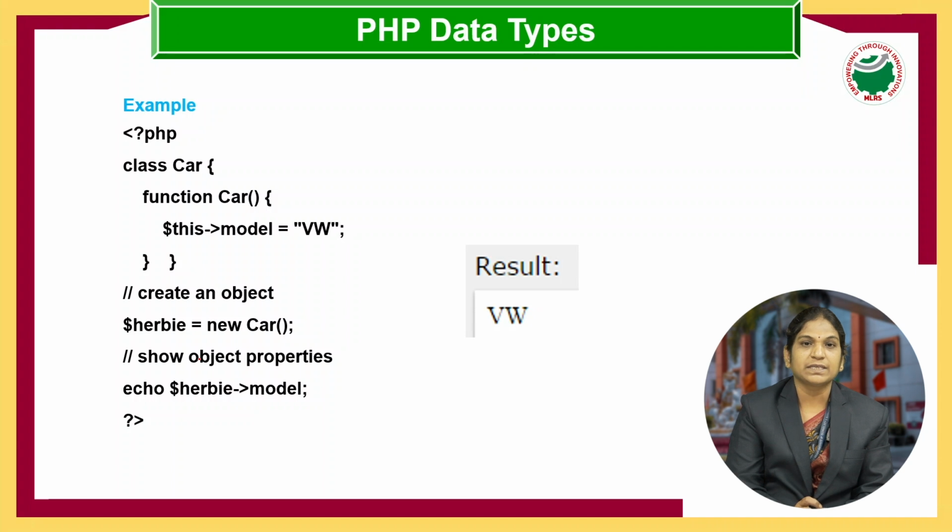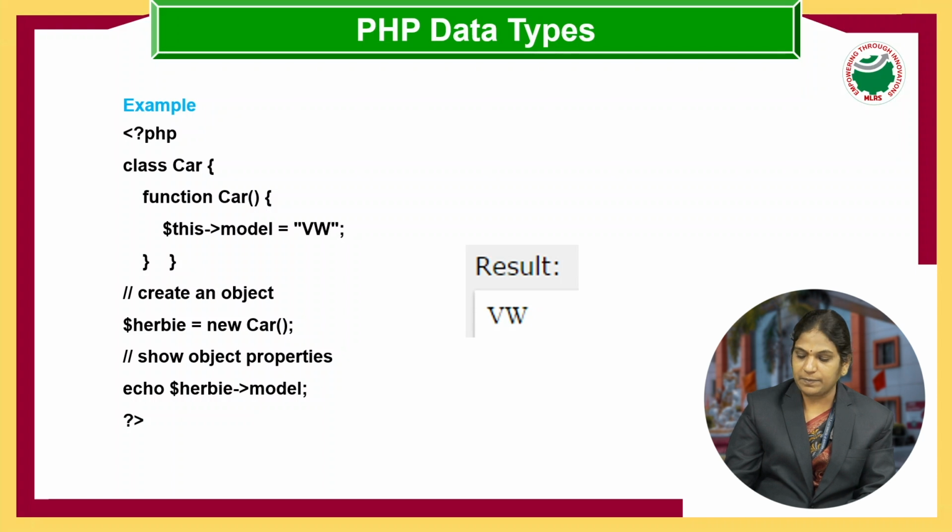This is the syntax for creation of the object in PHP. So here, echo $Herbie arrow model. So what is the value inside this model? VW. So the output will be VW. Before using the object data type, it is required to declare a class, and for that class we need to create an object. Then only we can retrieve the values of that particular class.